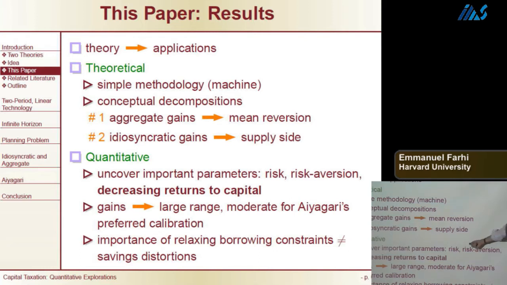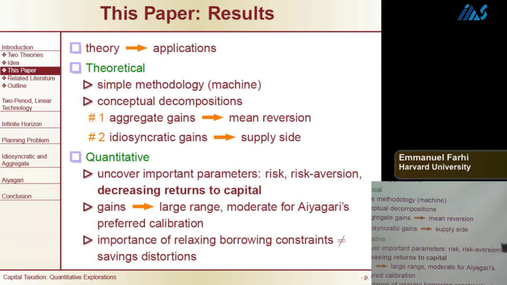So the amount of risk in the economy, and that's intuitive, the amount of risk aversion, and perhaps surprisingly, the amount of returns to capital. So I'll show you that these things are really crucial for the size of the efficiency gains from capital taxes and for the size of capital taxes.